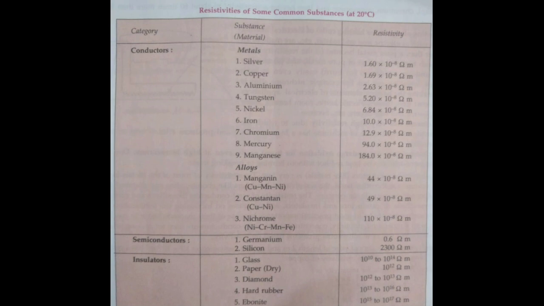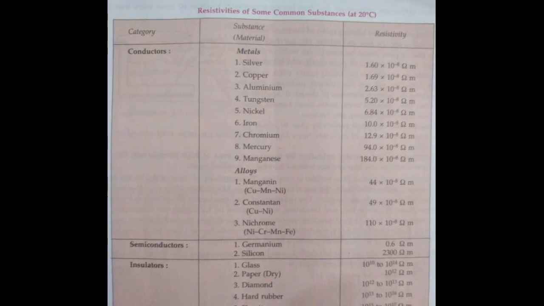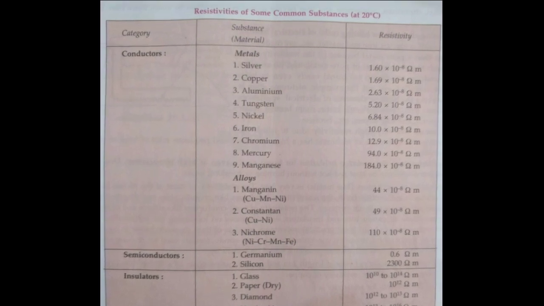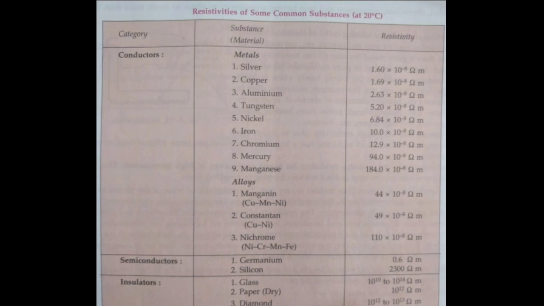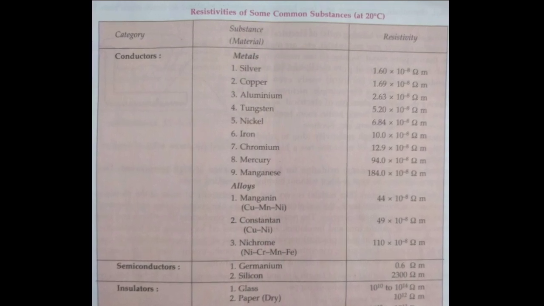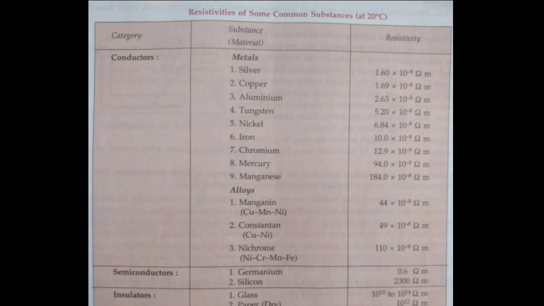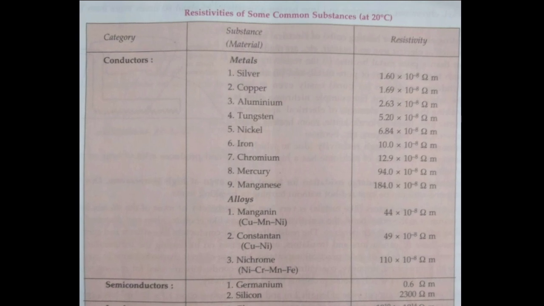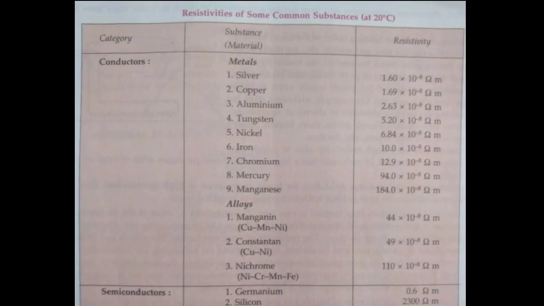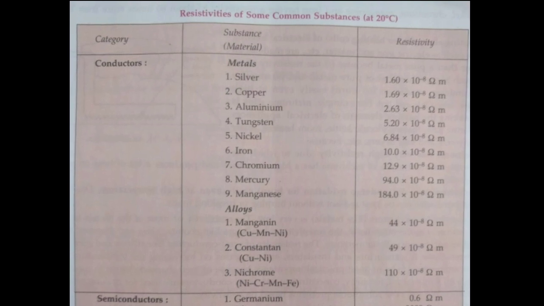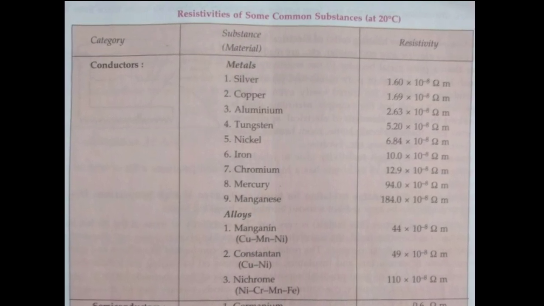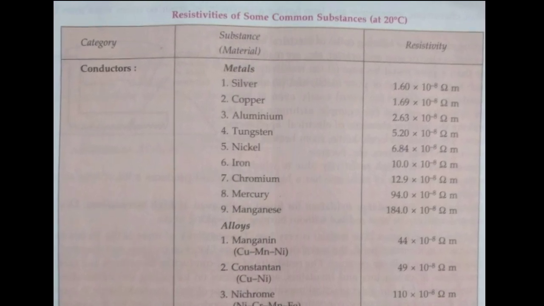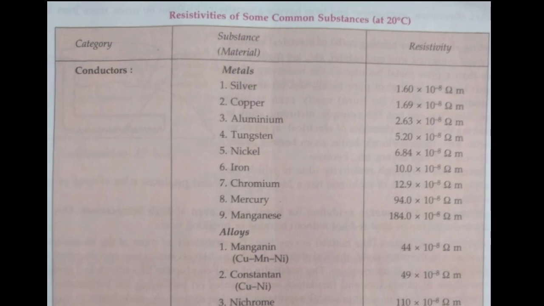From the table we find that the resistivity of copper is 1.69 × 10^-8 ohm meter. Now, by saying that the resistivity of copper is 1.69 × 10^-8 ohm meter, we mean that if we take a rod of copper metal 1 meter long and 1 square meter in area of cross section, then its resistance will be 1.69 × 10^-8 ohm meter. Silver metal is the best conductor of electricity.